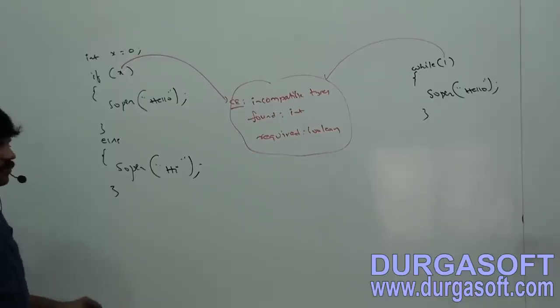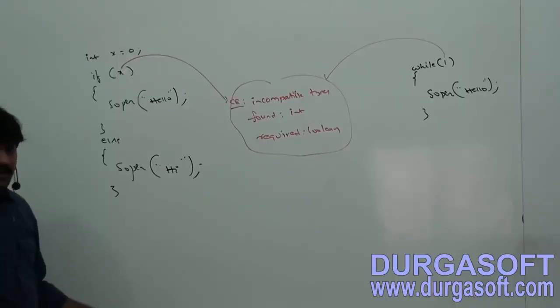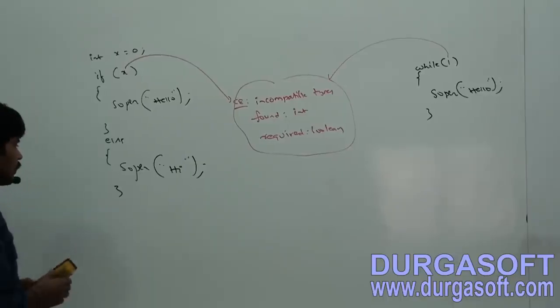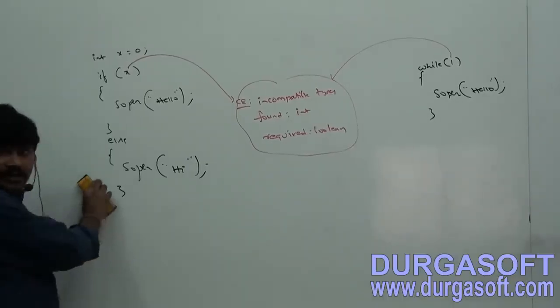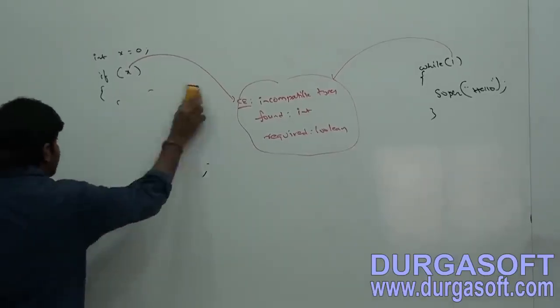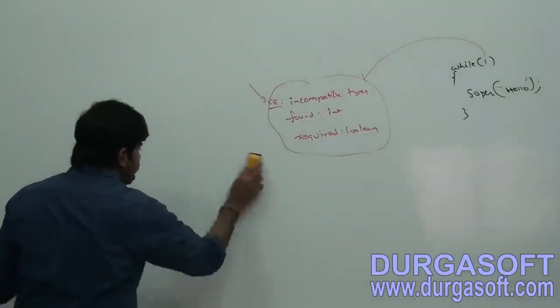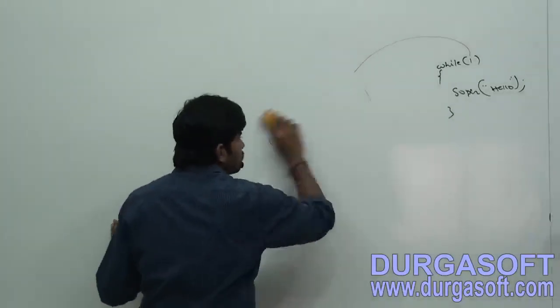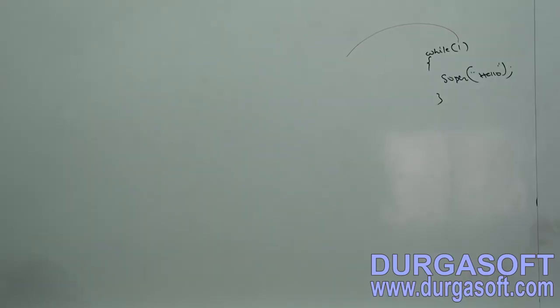That's all. This is about Boolean literals. Completed, right? Next, char literals.